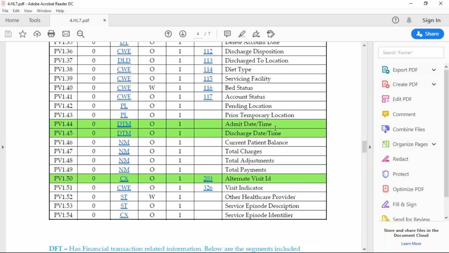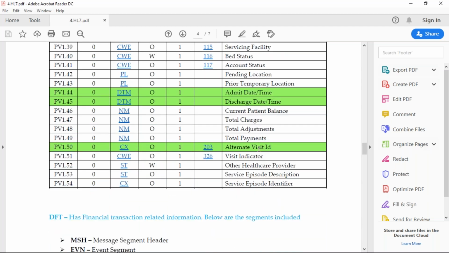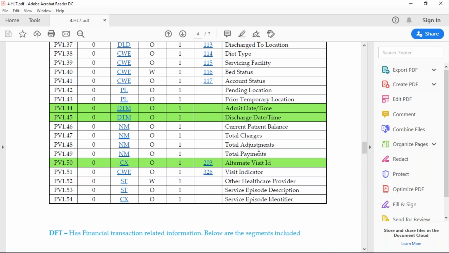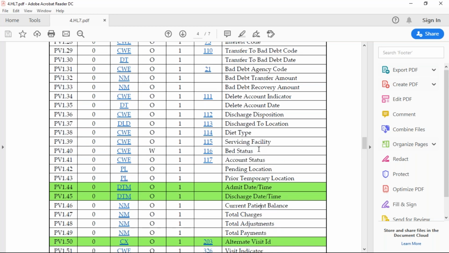Next, we have PV144 and PV145, which is to send the admit date and time and the discharge date and time. So this will indicate the admit date and time, which is the appointment start date and time, and this will indicate the appointment end date and time. In this way, entire information related to the appointment can be sent in the PV1 segment as well. Those are the main important segments of the SIU message, where we are sending out an appointment message from PM to EHR.